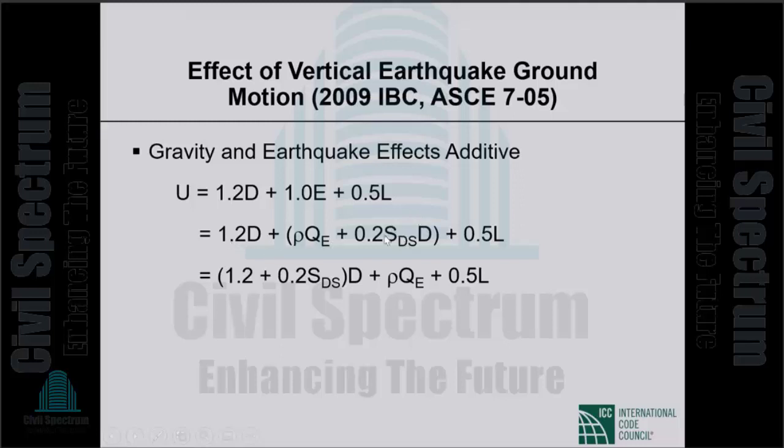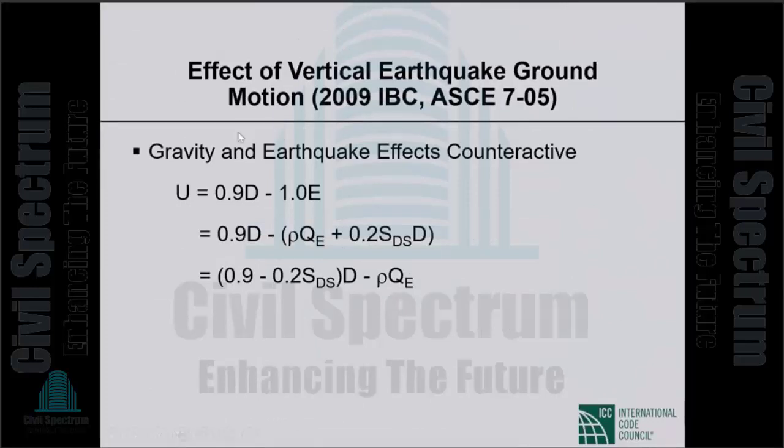Now, when we collect terms, what we get is 1.2 plus 0.2 S sub ds times D plus rho times Q sub E plus 0.5 L. So what we have done is, in this additive seismic load combination, we have increased the dead load factor from 1.2 to 1.2 plus 0.2 S sub ds by considering vertically downward earthquake ground motion. If S sub ds is equal to 1, then the dead load factor is 1.4 instead of 1.2, in consideration of vertically downward earthquake effect.